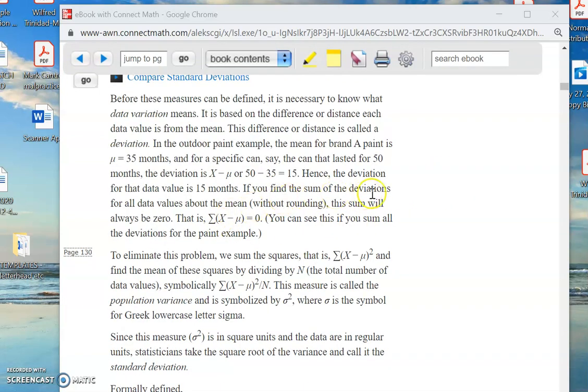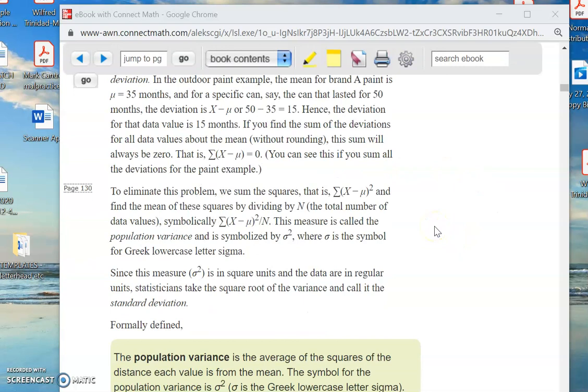All right. If you just take the sum of the deviations for all the data values about the mean, this sum will always be 0. So the summation of x take away mu is equal to 0, and you can do it for yourself, and you'll see why that works out.